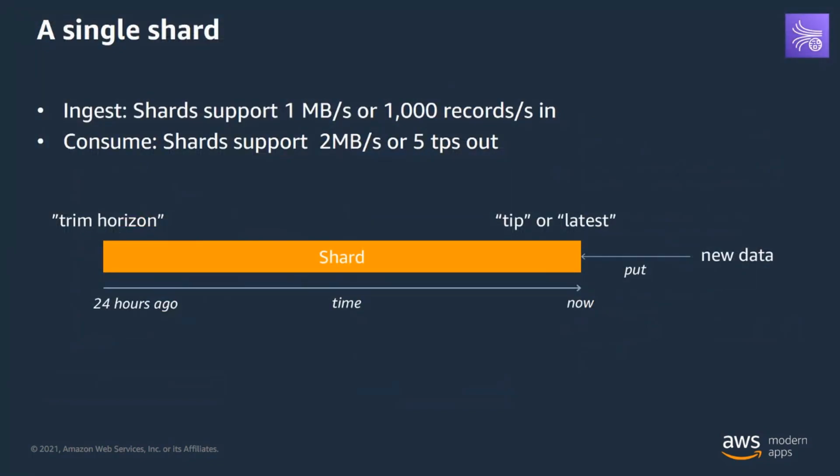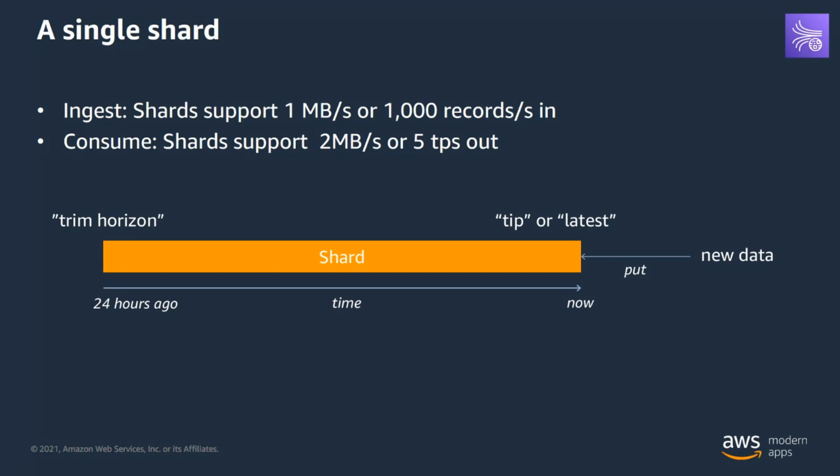A shard is a uniquely identified sequence of data records in a stream. It provides a fixed unit of capacity. Each shard can support up to 1,000 records per second for writes, up to a maximum total data write rate of 1 megabyte per second, including partition keys. Each shard can support up to 5 transactions per second for reads, up to a maximum total data read rate of 2 megabytes per second.